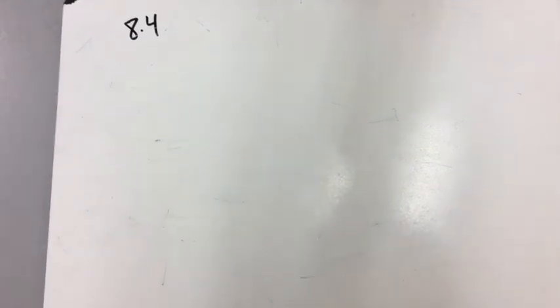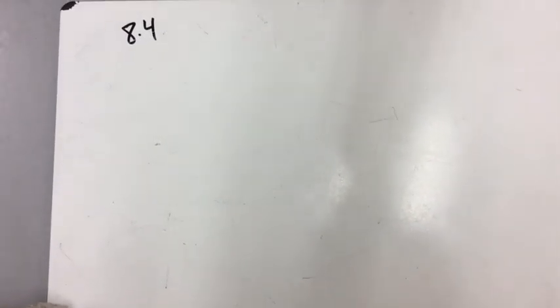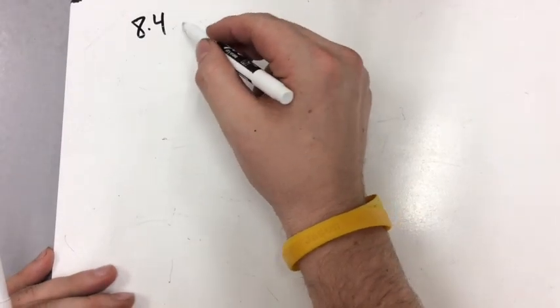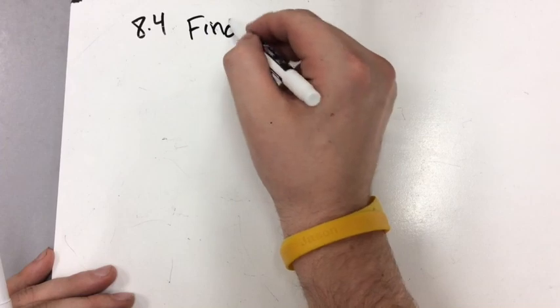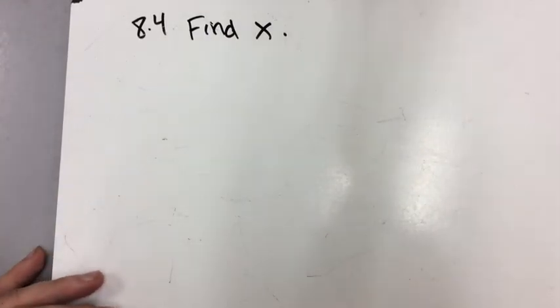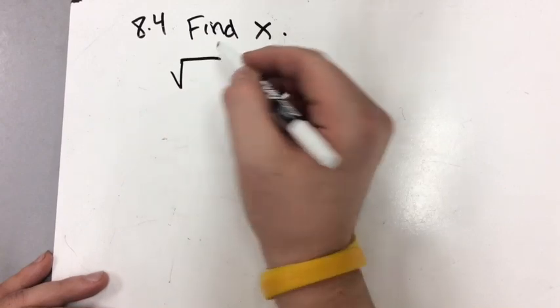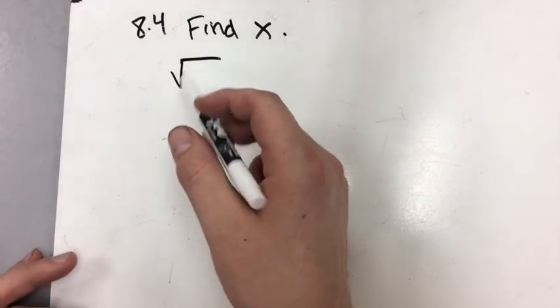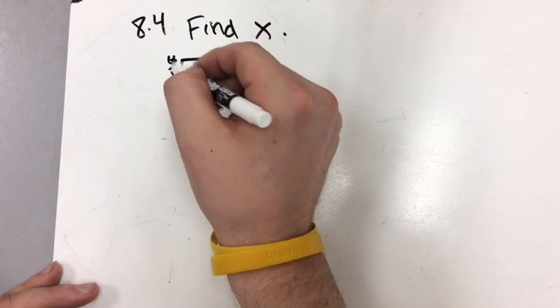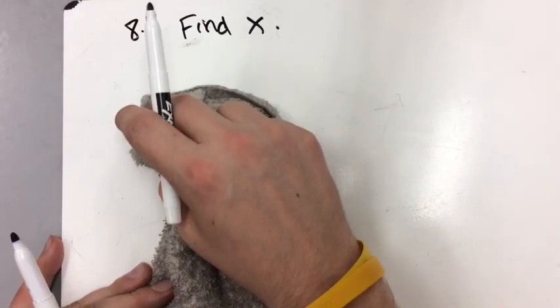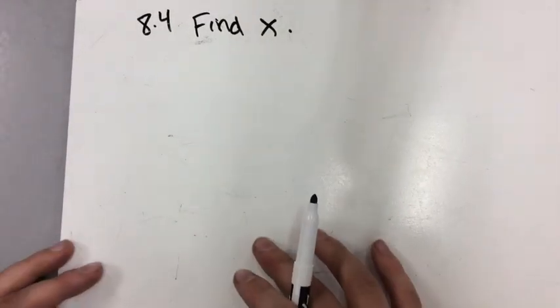Okay, this is our video for section 8.4. They call it radical equations. I just call this algebra's favorite game, of course, which is find x. Again, radical equations, that means we're dealing with this square root symbol or root symbol. Sometimes it could be a third root or a fourth root or a fifth root and so forth. But most of the time, we're just going to see it as a square root.